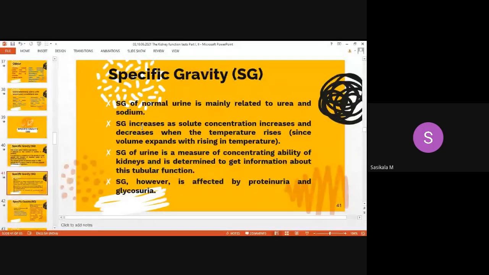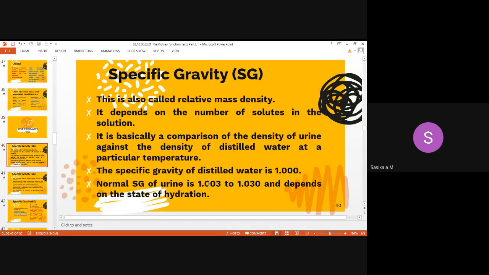Hope you should have learnt in amino acid metabolism, in the urea cycle, how urea is formed. It is a non-toxic product, formed from the toxic products carbon dioxide and ammonia, right? And specific gravity increases as solute concentration increases. So specific gravity will increase due to dehydration.